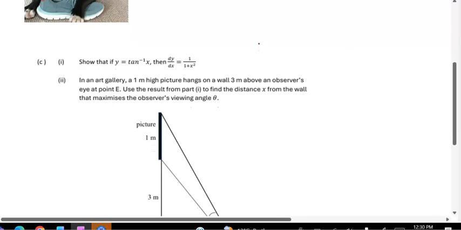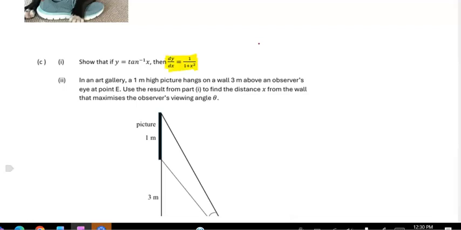In the first part, we have to prove that if y is equal to tan inverse of x, then dy by dx is equal to 1 over 1 plus x squared. We had done that in the scholarship sessions and also if you're in 13 MCA. So that part is, I think, a pretty easy 1 mark, and then 2 marks for the next bit.